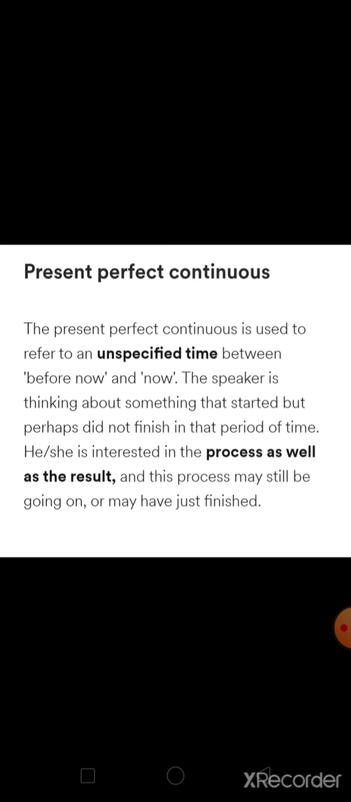So I hope the four forms of the present tense are clear to you: the present simple, present continuous, present perfect and present perfect continuous. These four forms are clear to you with the explanation I have given. We will continue with the other tenses in the next video.